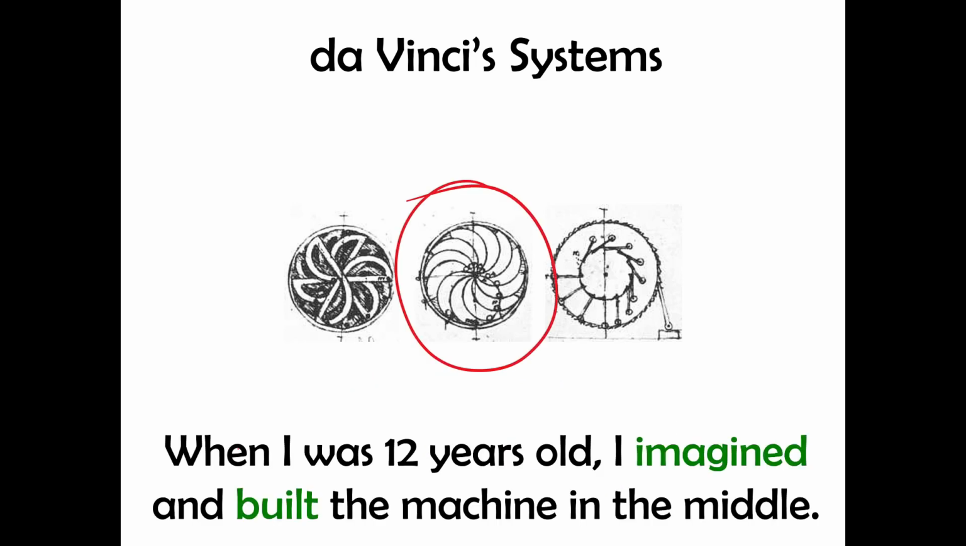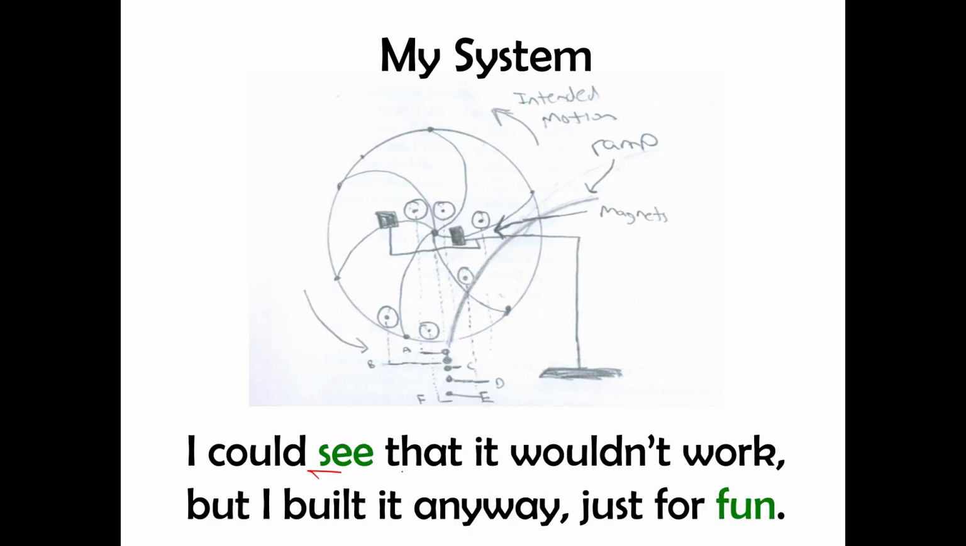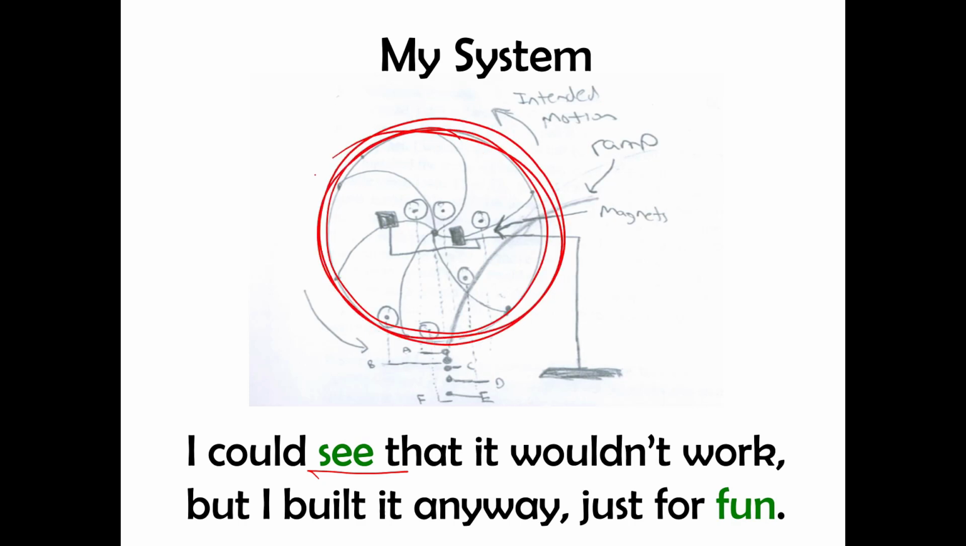When I was 12 years old, I imagined and built the machine in the middle, this one. I knew it wouldn't work, but I built it anyway. This is a sketch of the model I made when I was 12. I could see that it wouldn't work visually. But I built it anyway just for fun because I wanted to know how long it would spin before it stopped. And that wasn't something that I could model.